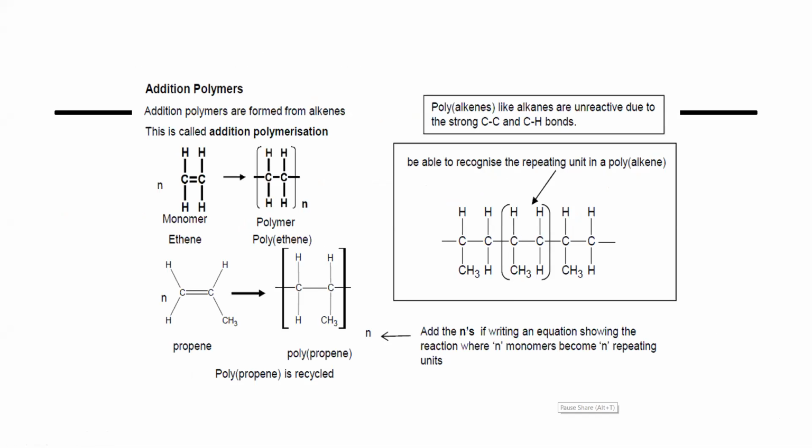So you can see if we are forming an addition polymer, the monomer should appear as letter H, and polymers are named after their monomer. If the monomer is ethene, the polymer is polyethene. If the monomer is propene, the polymer is polypropene.